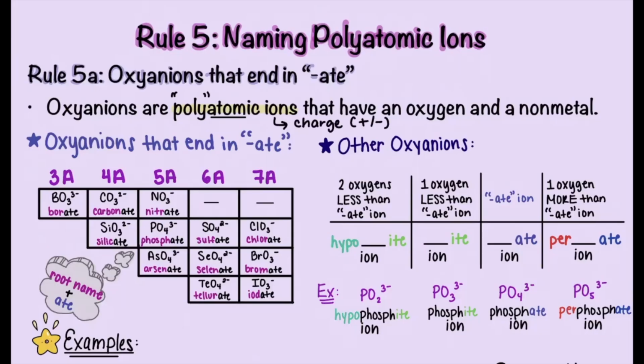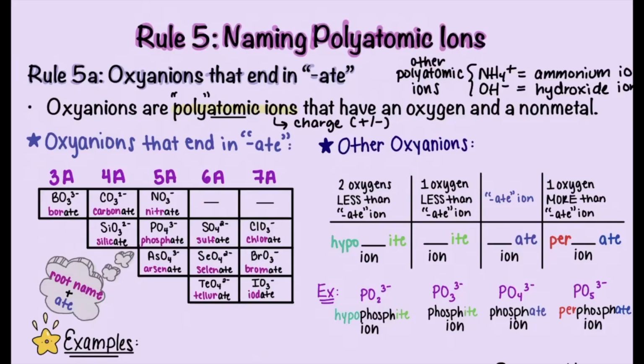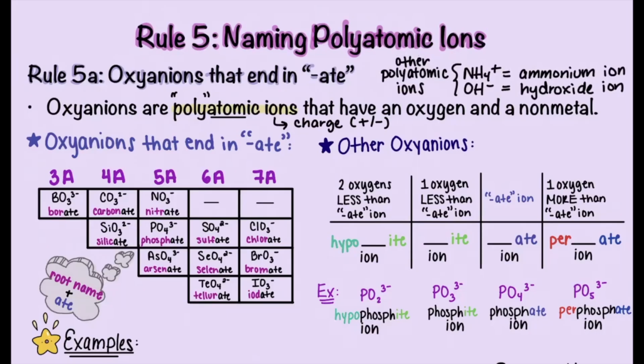Some examples that you've already seen from me in other lessons include NH4+, which is the ammonium ion, and OH-, which is the hydroxide ion. As a quick refresher, if you ever see a hydroxide written to the back of a metal, odds are it's a base.